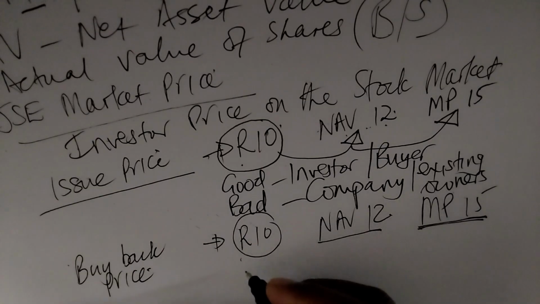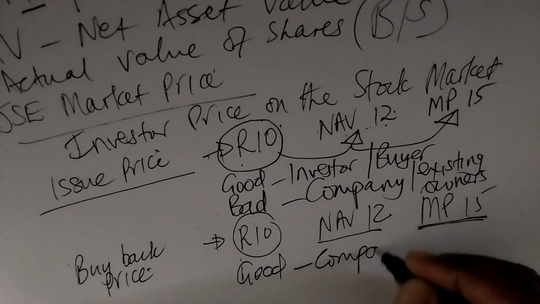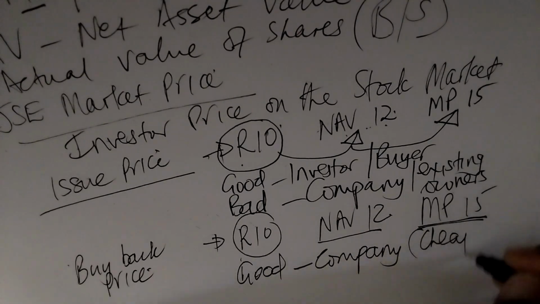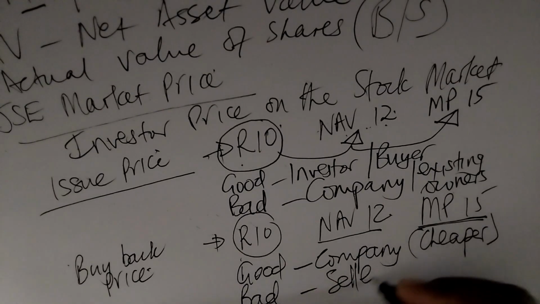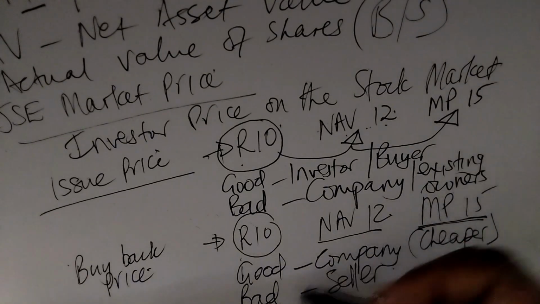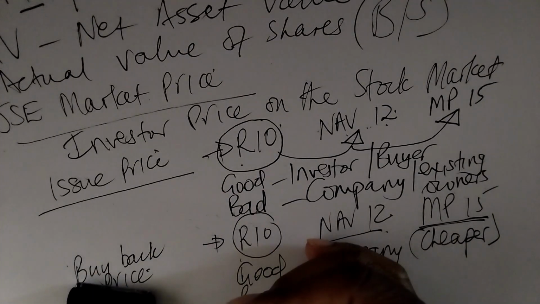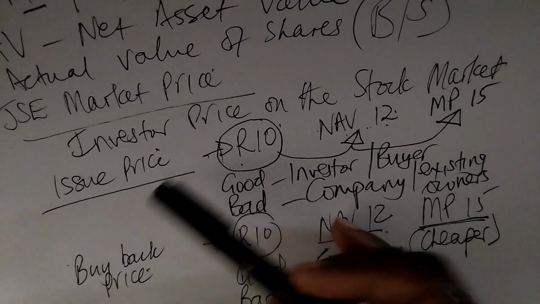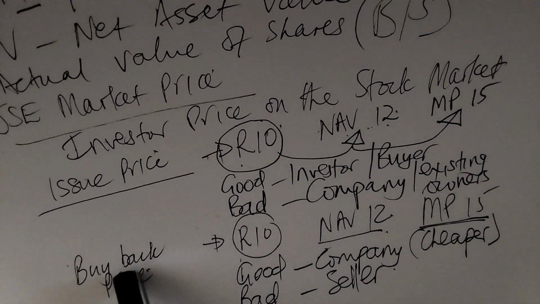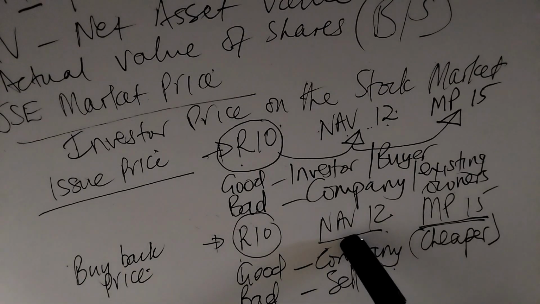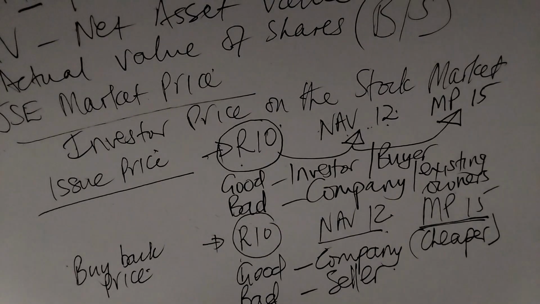So it's good for the company. Why? Because they are buying shares at a cheaper price. This is bad for the seller because they're getting less than the actual value of the shares. So when you're commenting on this, you take your issue price, compare with the actual value, compare with the JSE price. You take the buyback price, compare with the actual value, compare with the market price.